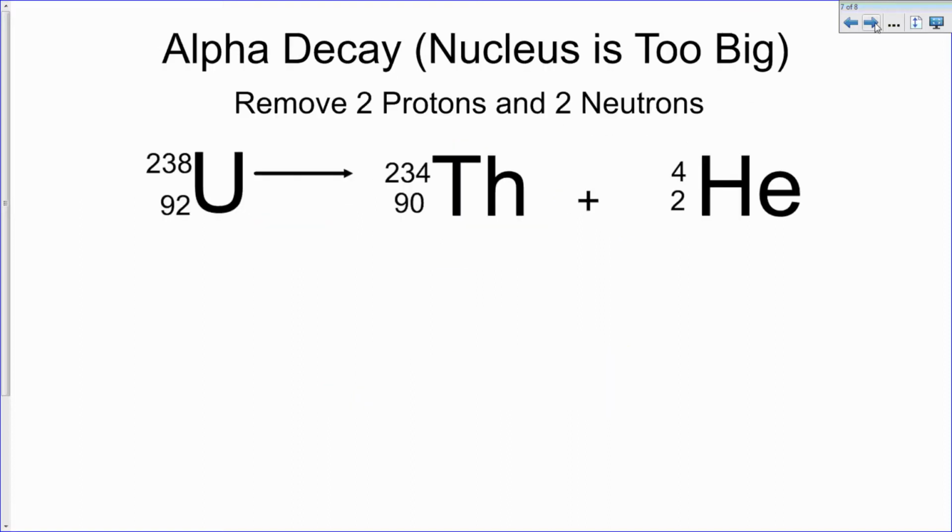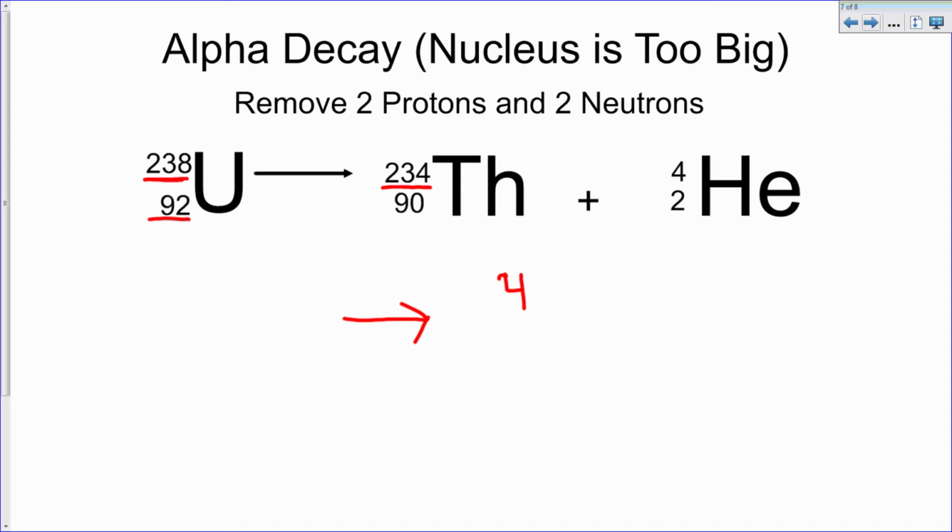In our final form of radioactive decay, alpha decay, the nucleus is just too large. The ratio isn't exactly the problem, it's just that there's too many protons and neutrons there, making it unstable. In this form of decay, we essentially emit a helium atom, and here's how. You'll notice our mass changes by 4. We lose 4 atomic mass units from our nucleus, and the atomic number changes by 2. So the protons must have changed by 2.